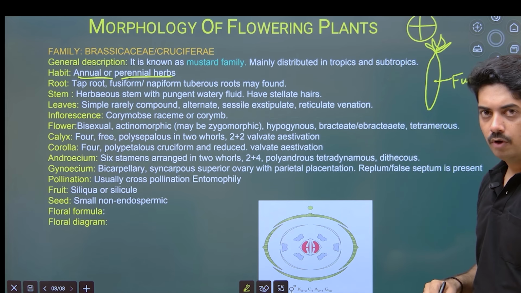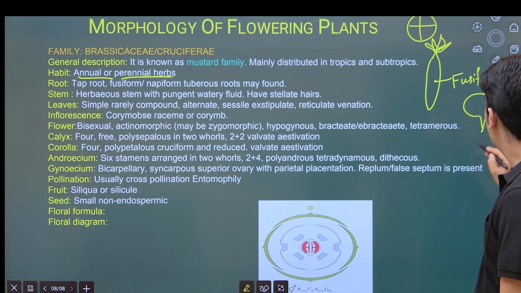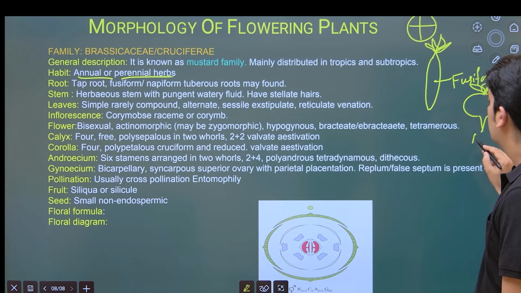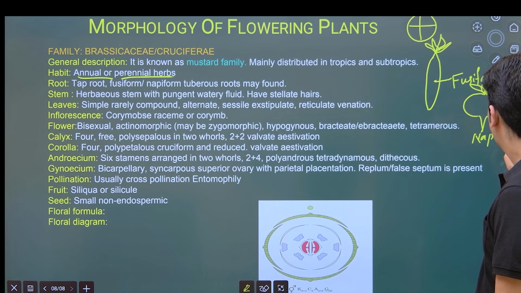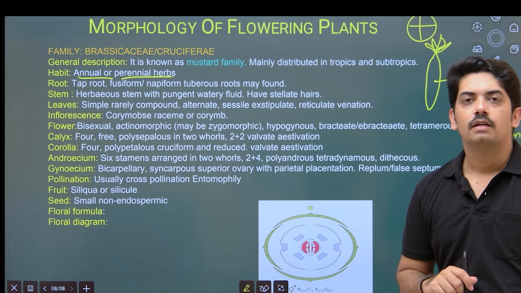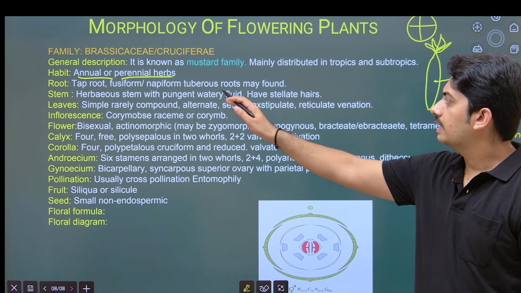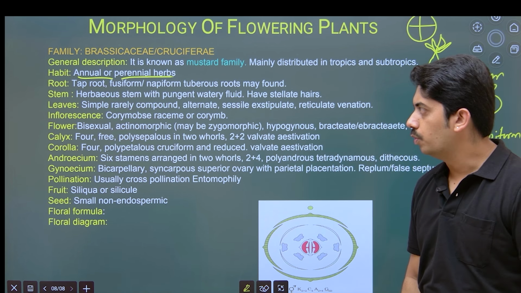Okay, napiform means it is swollen and suddenly tapers at the other end. So this is napiform, commonly observed in turnip. These are the modifications observed in root.